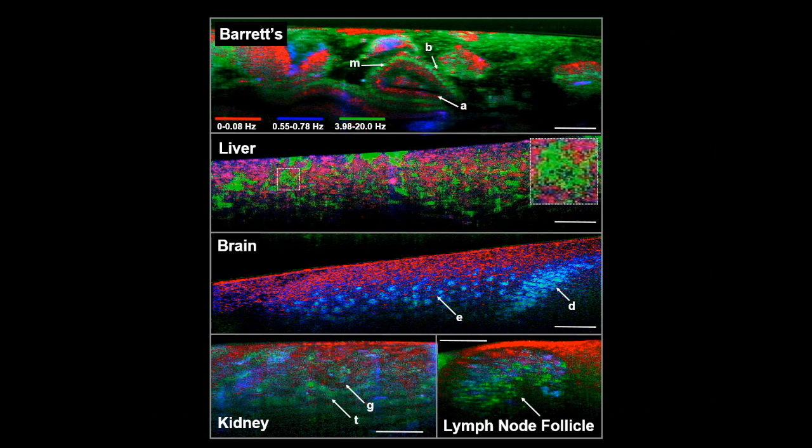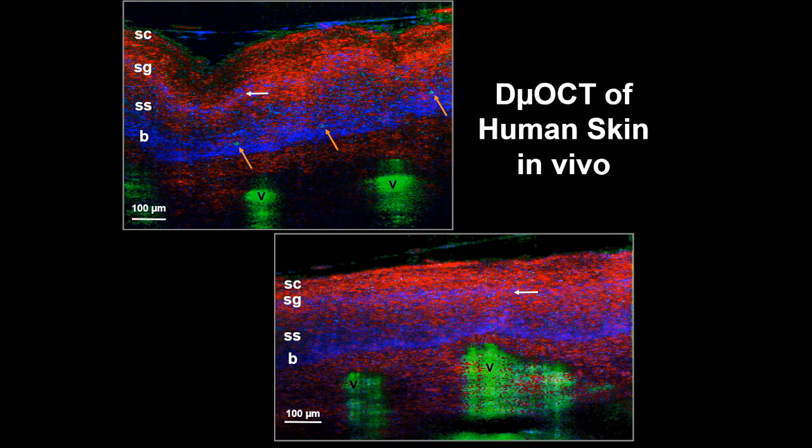Dynamic micro-OCT can also visualize the same metabolic activity in all kinds of different tissue types: in Barrett's esophagus, in the liver, in the brain. It changes when you have neuronal activation, and also in the kidneys and lymph nodes. So it's really powerful because it's extensible across the body for looking at metabolic activity. It doesn't require any labels. And as you can see in this image, we can do it in vivo.